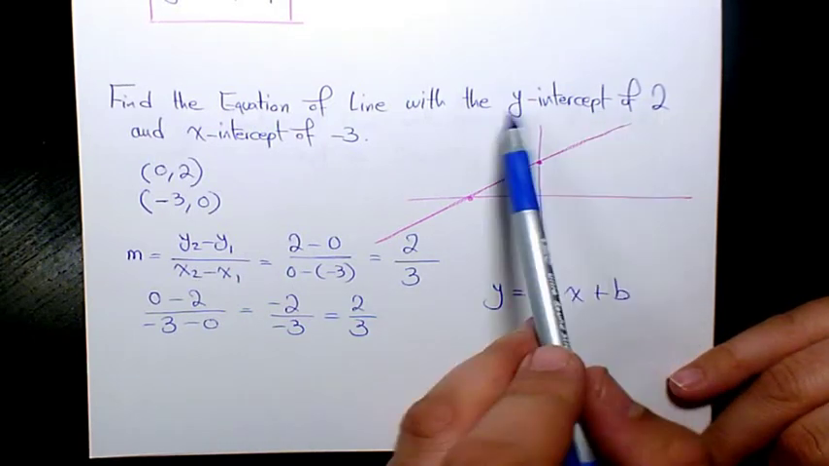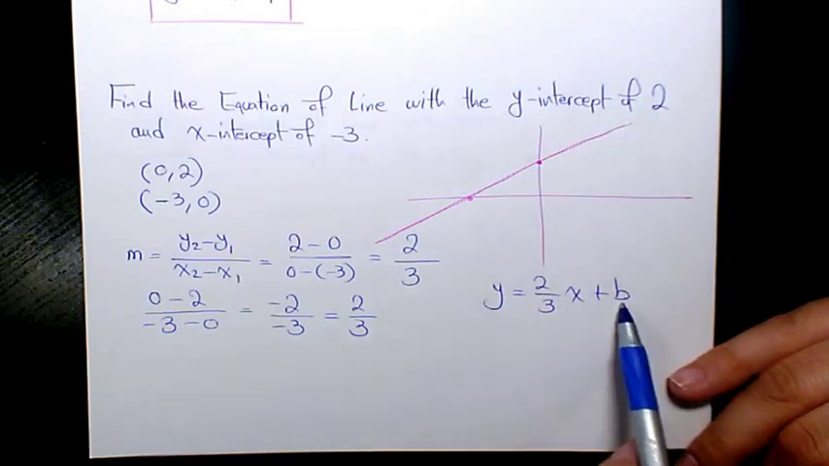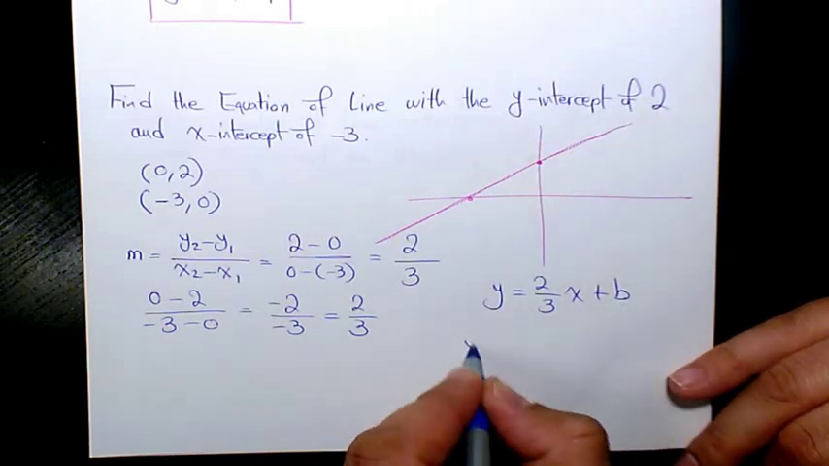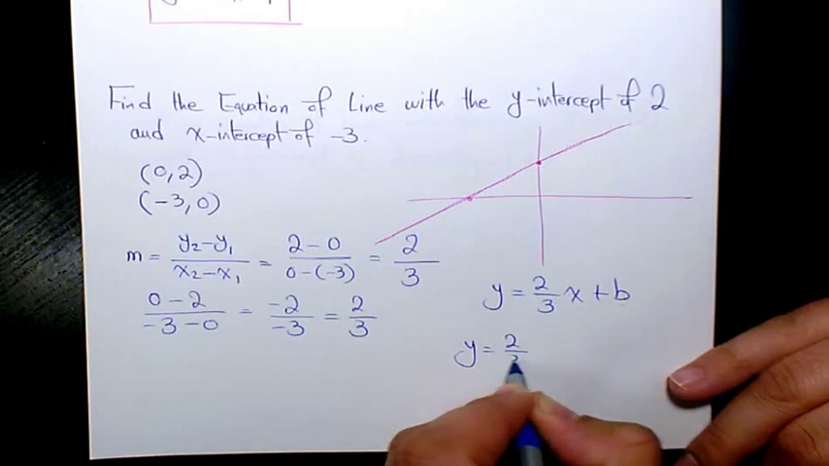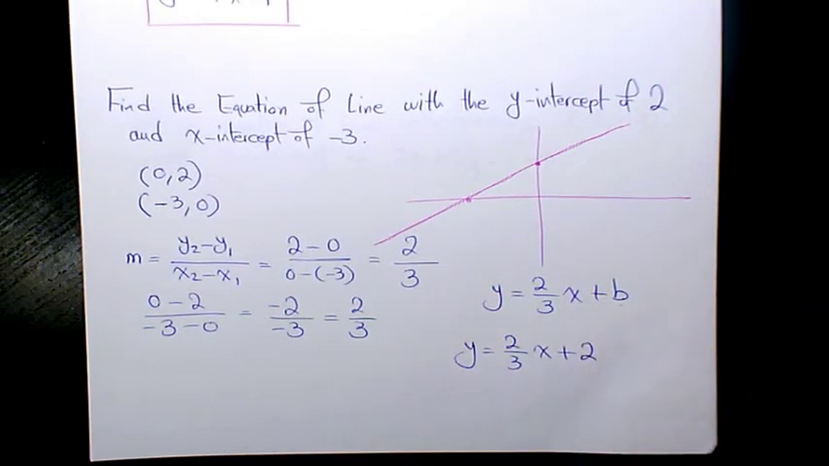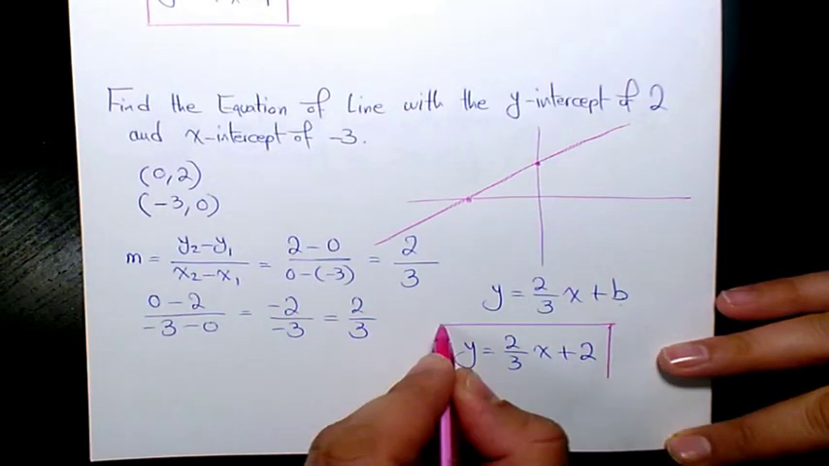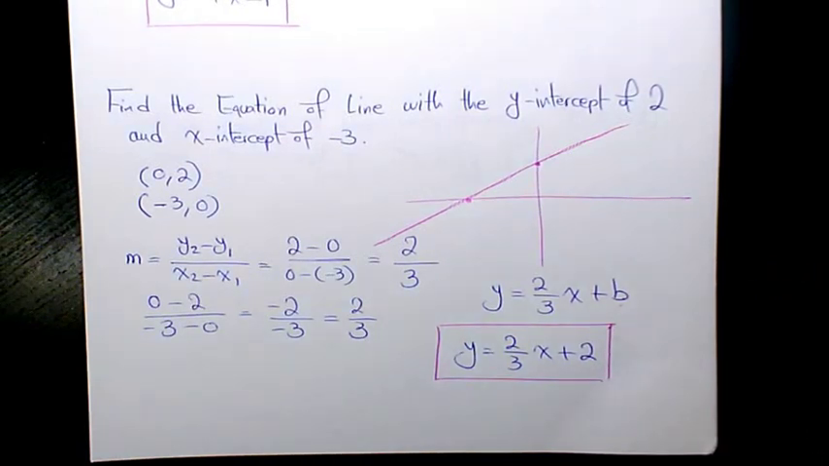And again, the y-intercept is given, which is 2. So b is 2. I can write y equals 2 over 3x plus 2. That's the equation of line for this question.